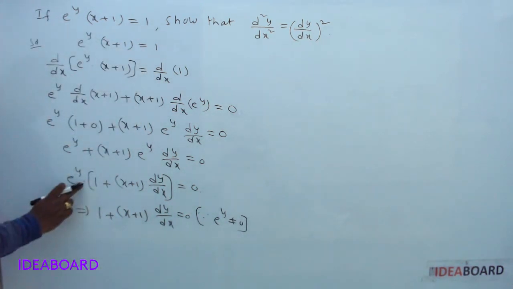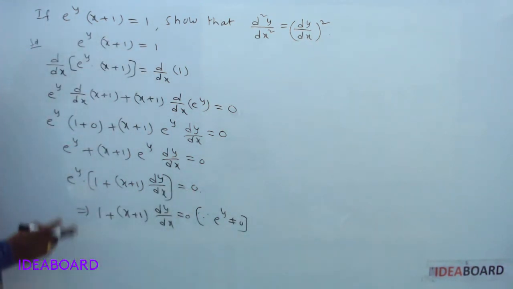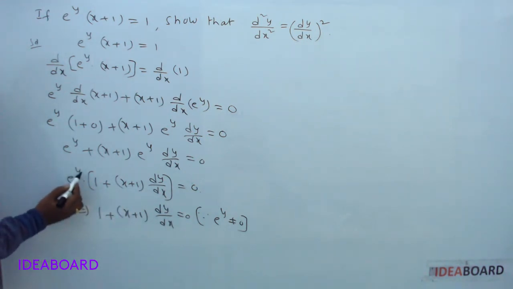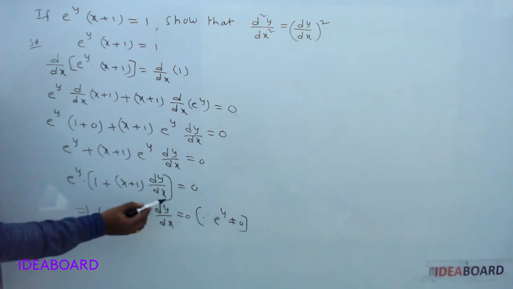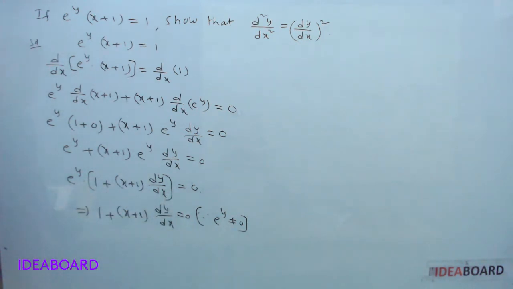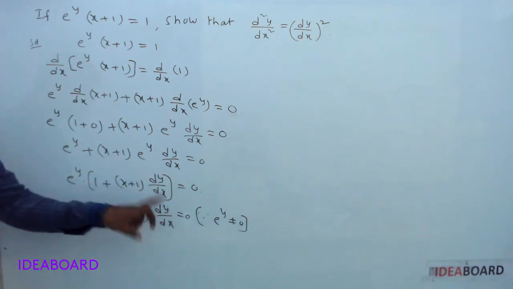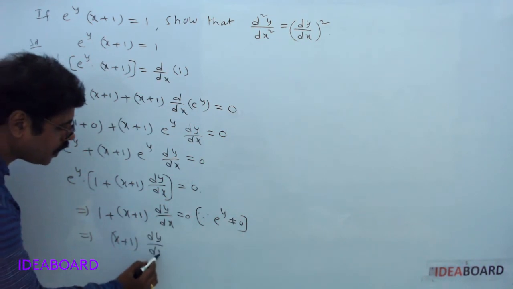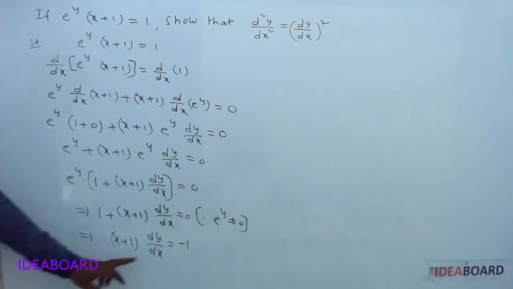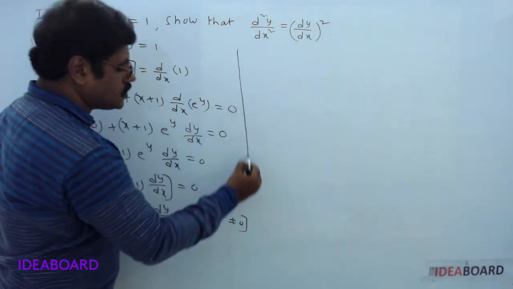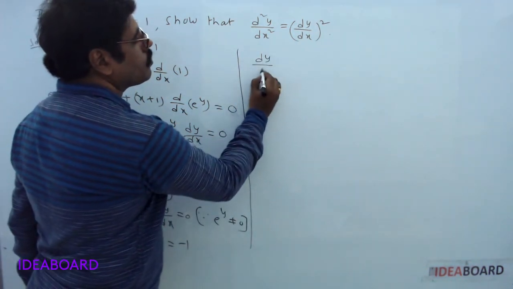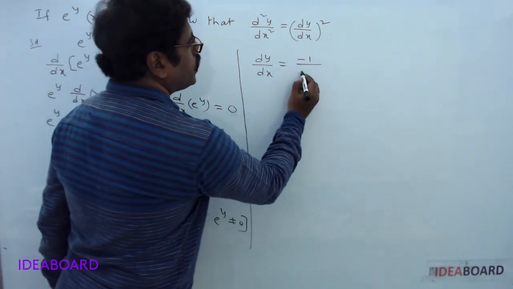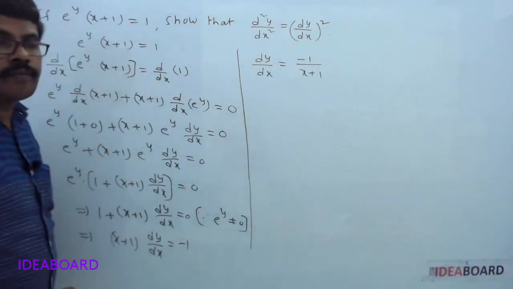So for product AB equals 0, either A equals 0 or B equals 0. e^y is the exponential function, and this value is always positive. It cannot be 0, so you equate the other term to 0. Now bring this 1 from LHS to RHS. This implies (x + 1) dy/dx = -1. Therefore, dy/dx is equal to -1 divided by (x + 1).